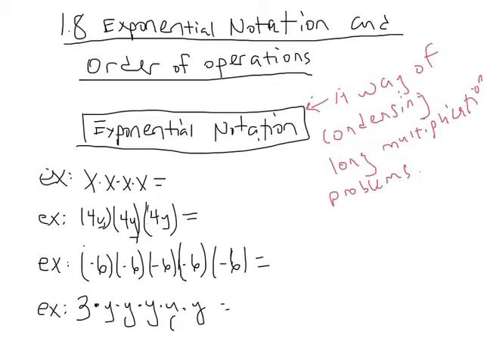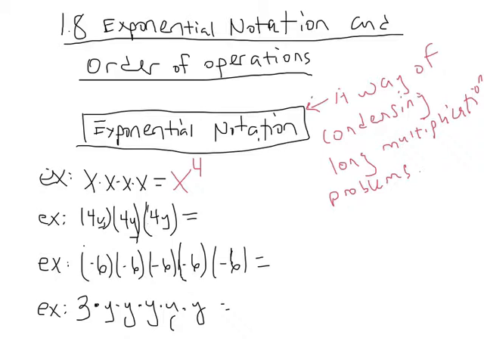The first idea is exponential notation. And as I've written off to the side here, exponential notation is a way of condensing long multiplication problems. And I've listed four examples right here. So for example, x times x times x times x. Instead of writing x 4 times, we can say that's the same thing as x to the 4th power.